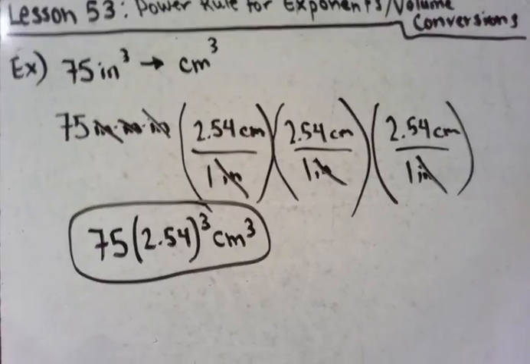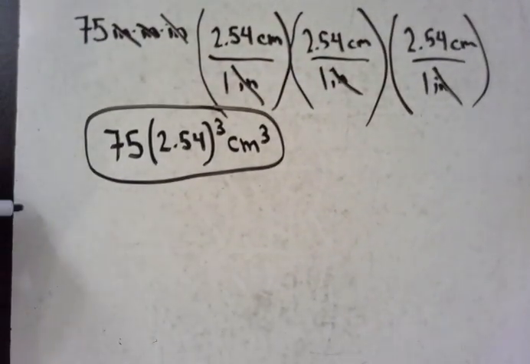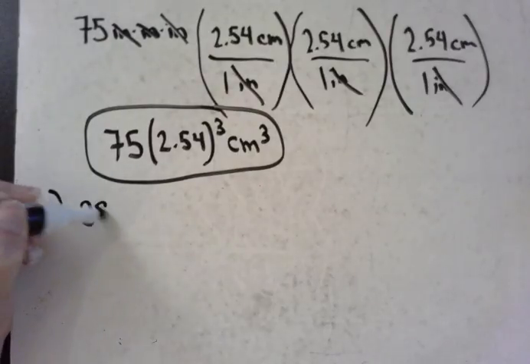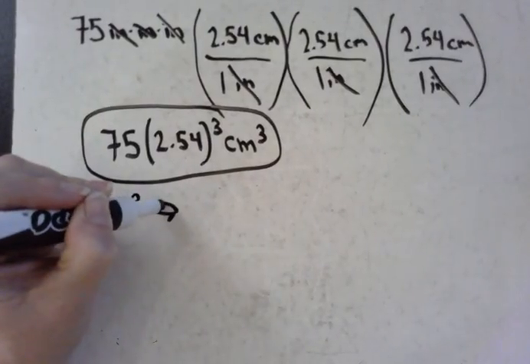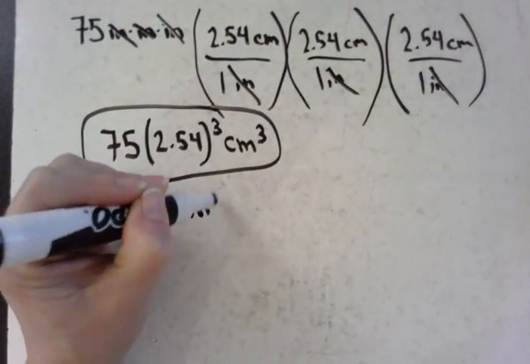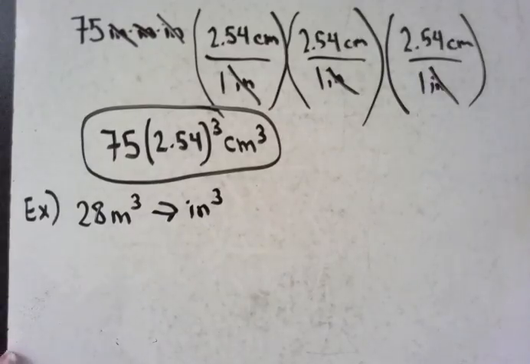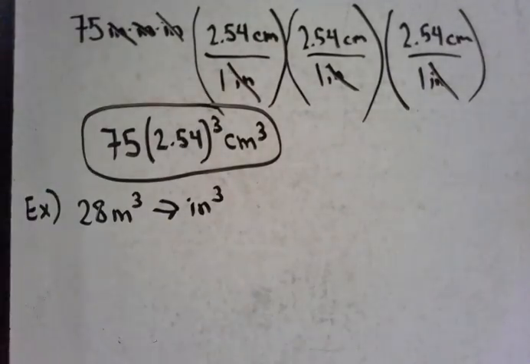So one more example, you can do this last one on your own. If I want to convert 28 cubic meters, or meters cubed, and I want to convert that into cubic inches. So go ahead and try that one on your own.